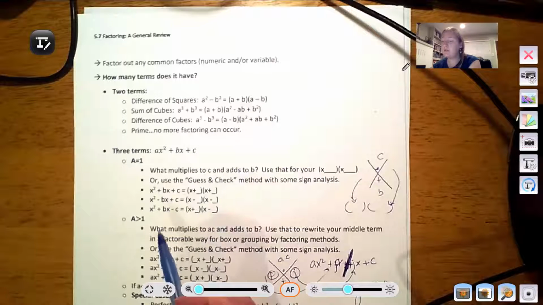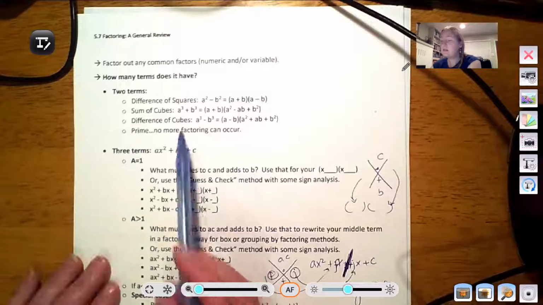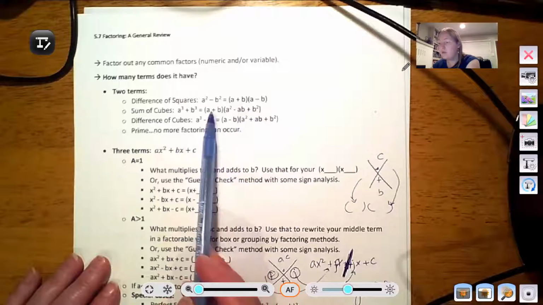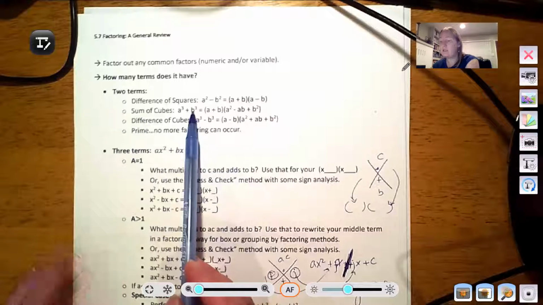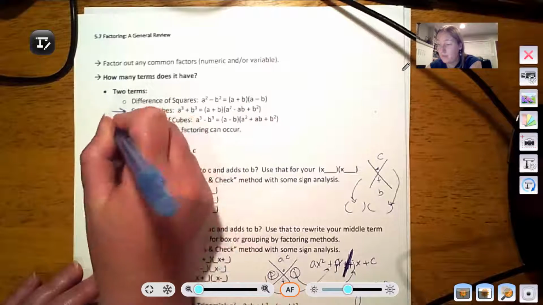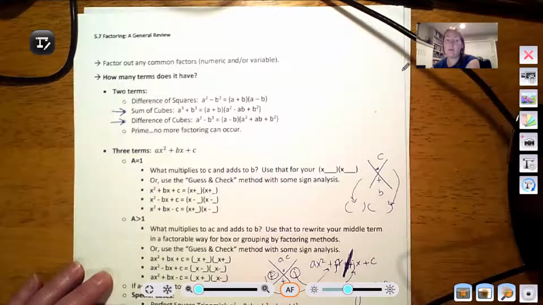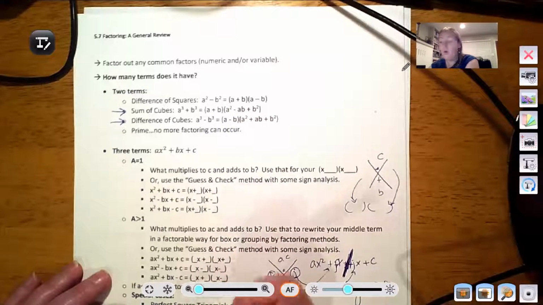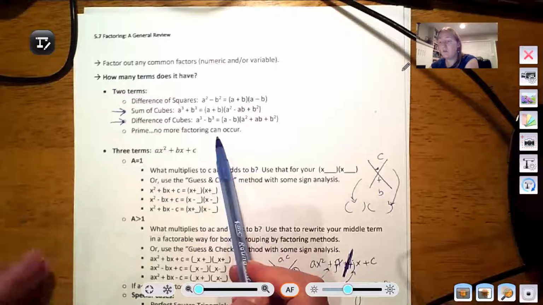Similarly, we have sum and difference of cubes, which have formulas. These you can't come up with quite as easily, so this is worth memorizing because there's no way around those formulas other than memorizing them. You can verify they work, but you need to memorize them to be able to put it into factored form. Or it could be that there is no way to factor it at that point.